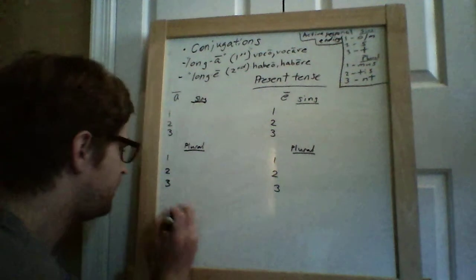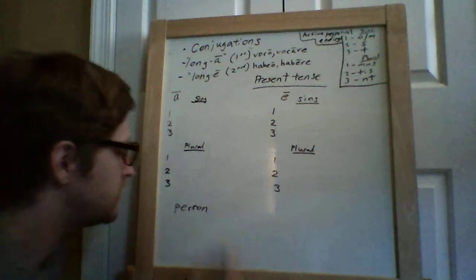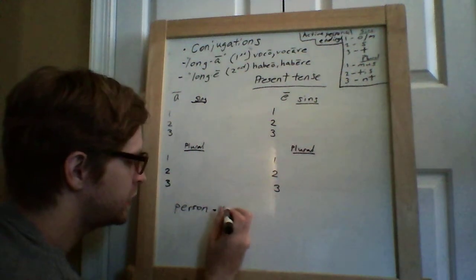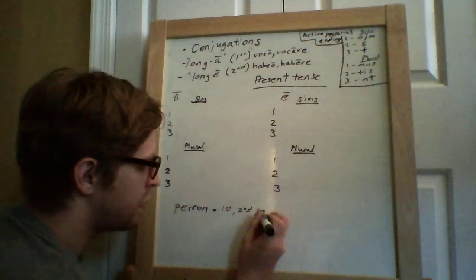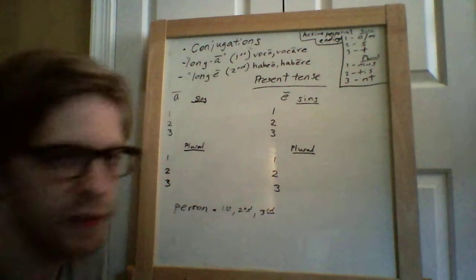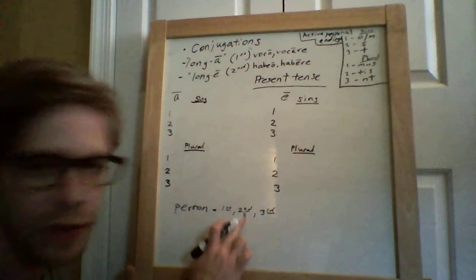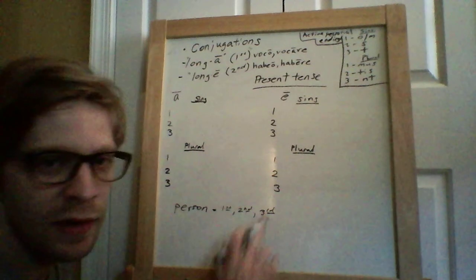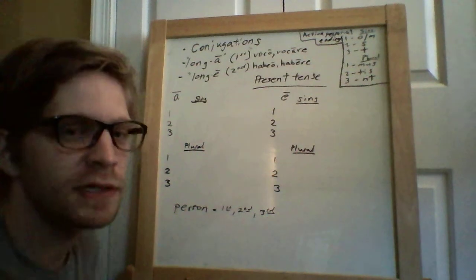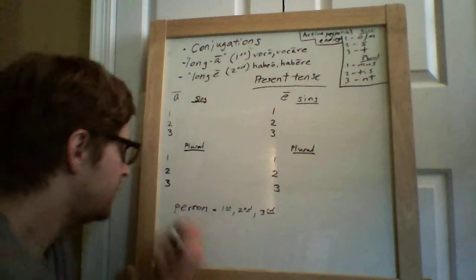So person equals first, second, or third. So first, second, or third person. So I or we, you or y'all, he, she, it, or they. Okay, so what person, it tells us what person is doing the action of the verb.